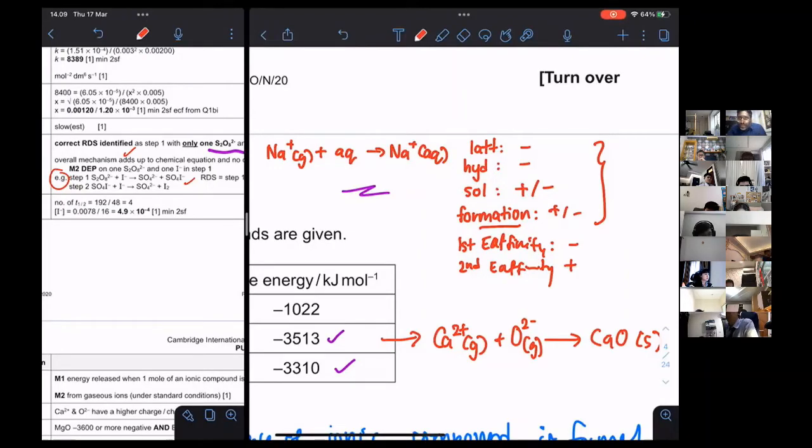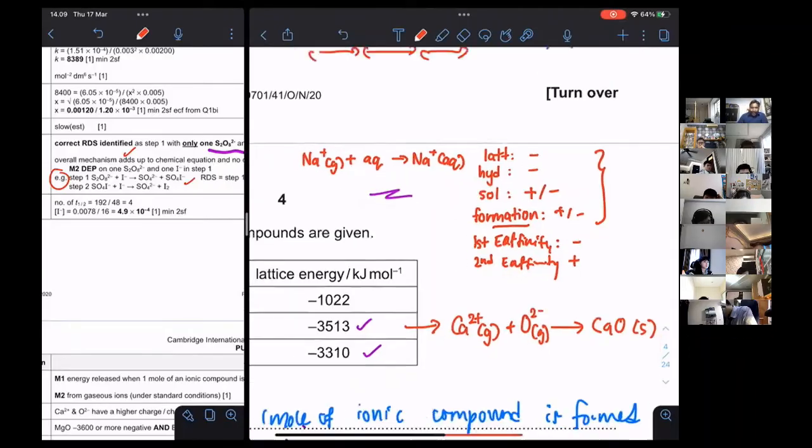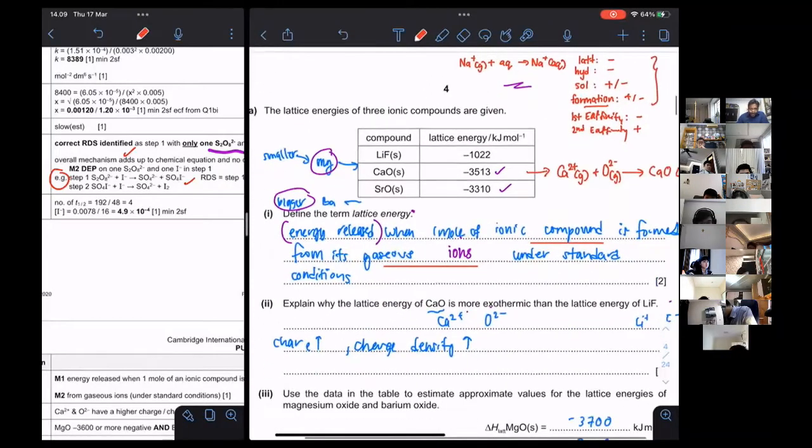So if they ask you about the second electron affinity, the third electron affinity, what happened, you need to actually remember that. So please remember all this. I think I went through most of the stuff over there. Now I'll come back to the question over here.